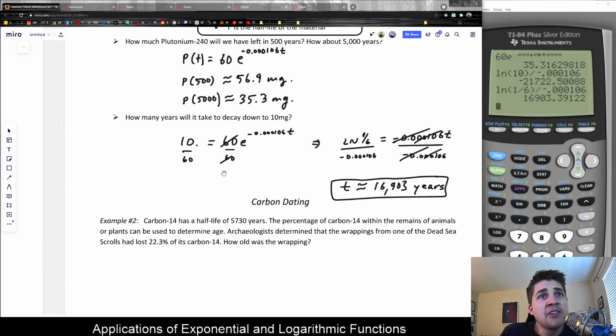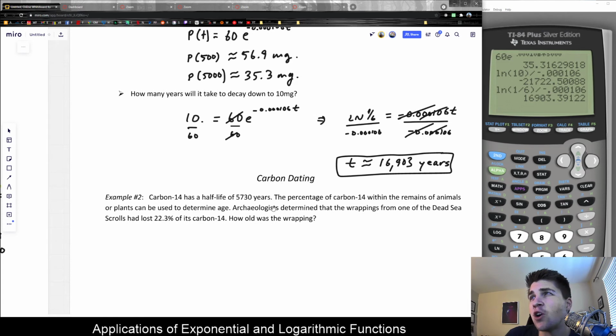Imagine that you have an old dinosaur bone or a piece of parchment, and you want to know how old it is. You could estimate how much carbon is left in this material, and compare it to how much carbon you would have expected it to have had when it was first created. Again, we won't get into how you would even approach that idea. But let's just look at the math.